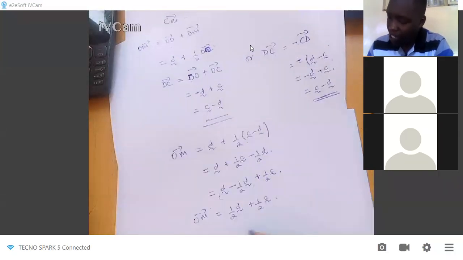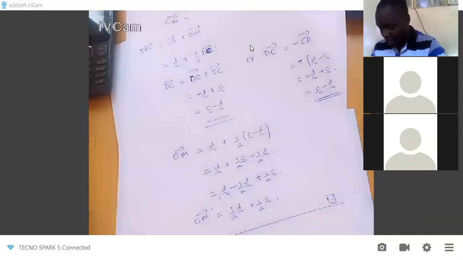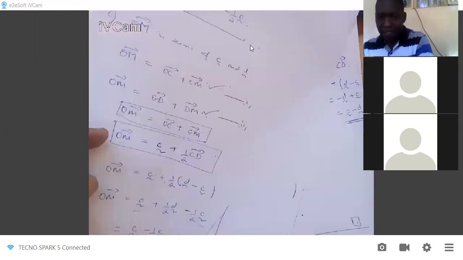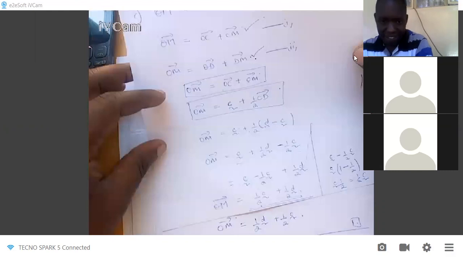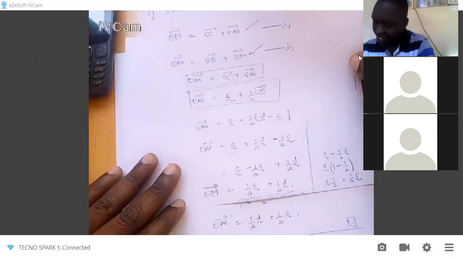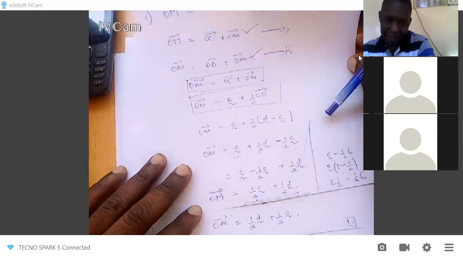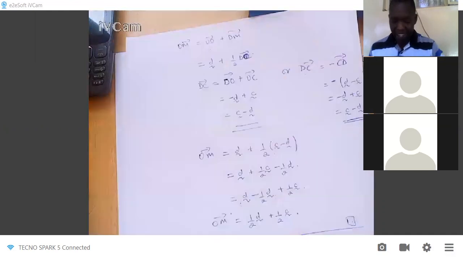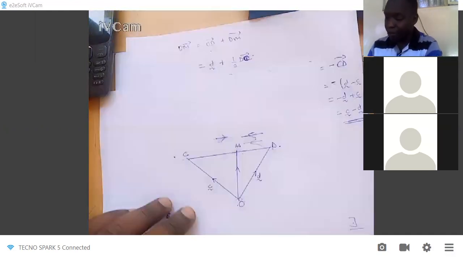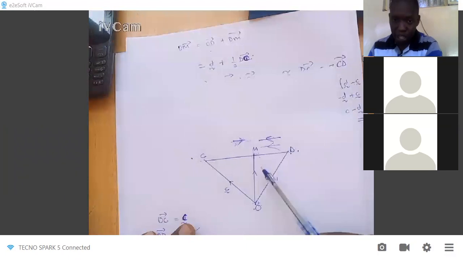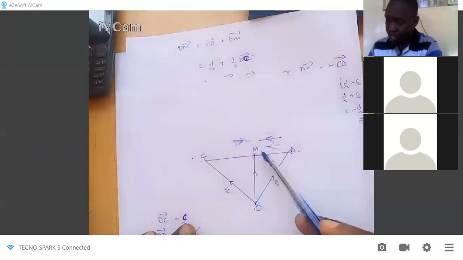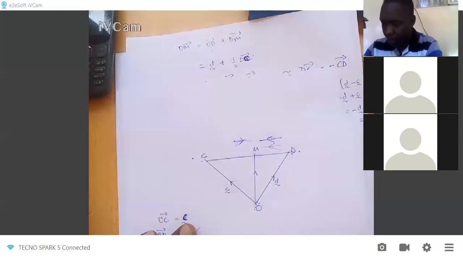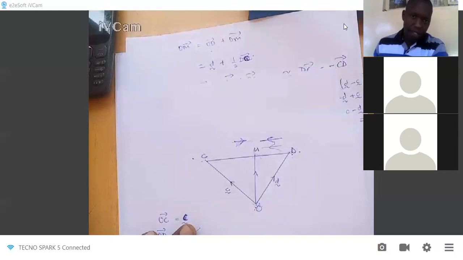Now that is OM in the second step. Let us see whether it is the same as the previous one. Yes, same. They are the same, isn't it? Okay. So where you pass, you still get the same answer. If you want to reach OM, you can pass from O to C to CM, or from O to D to DM. But normally you always take the easiest path.